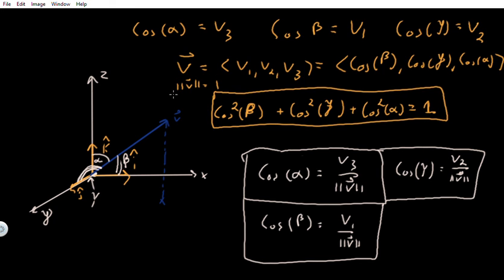So this is another way to characterize what a vector looks like in three-dimensional space, and we call these angles direction cosines because they tell us the direction that the vector is pointing in terms of the cosines of the angles that the vector makes with each of the unit vectors.